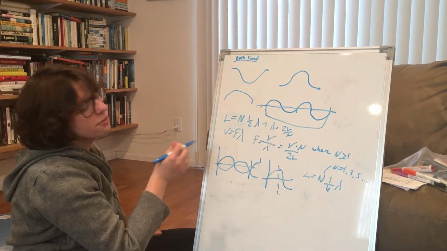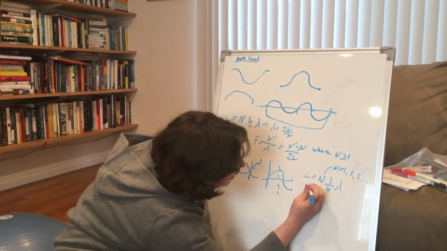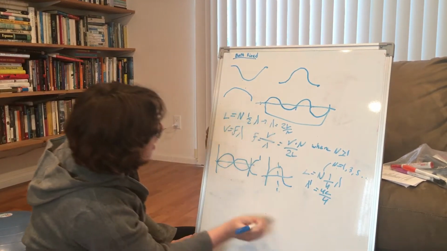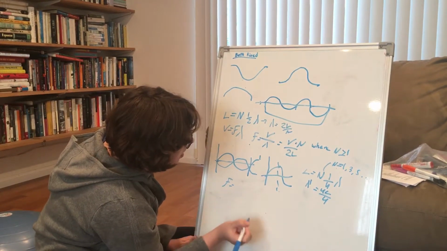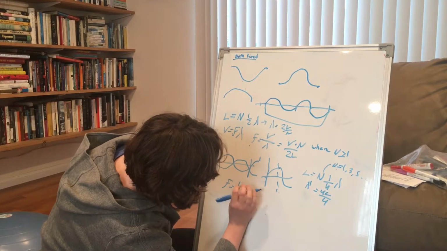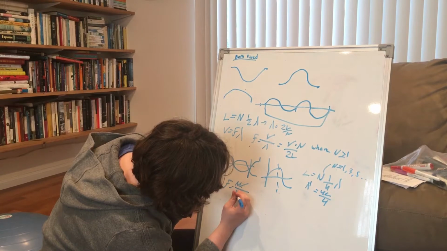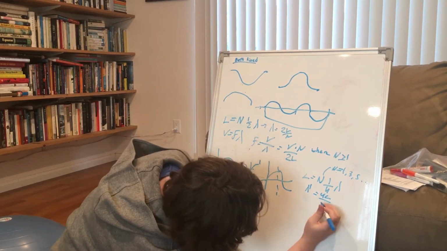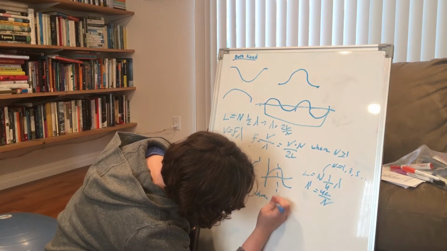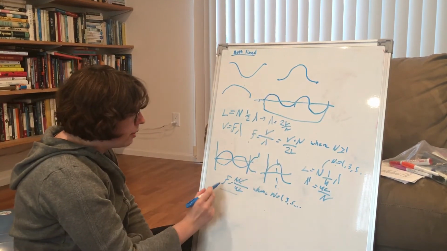And then we can do the same thing to convert it into the equation form we're familiar with, getting this time that lambda equals 4L over n. Plugging it into this one, we get the frequency equals n times velocity over 4L, where n is an odd integer. And that's the equation we're familiar with.